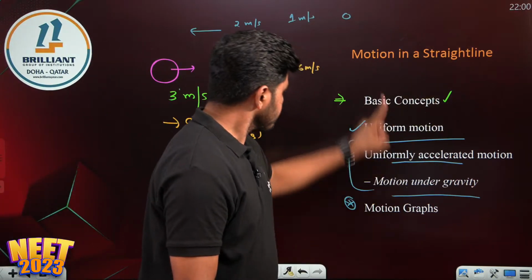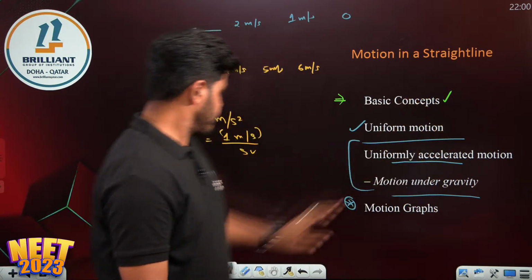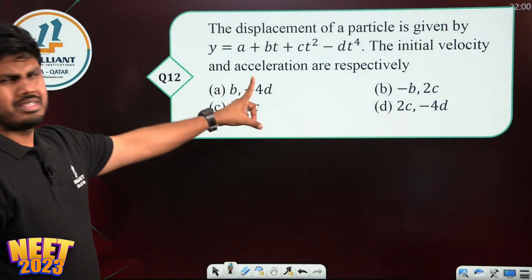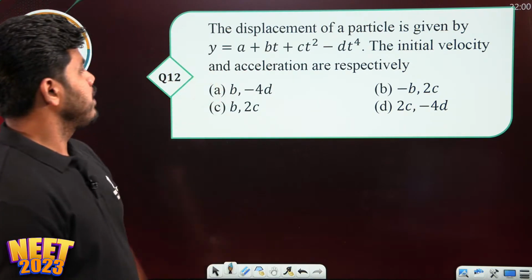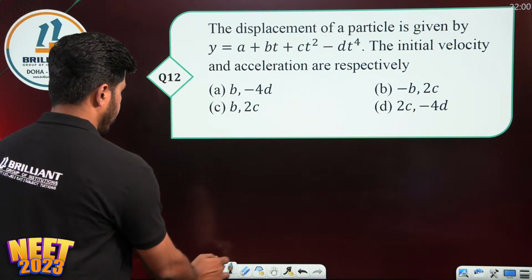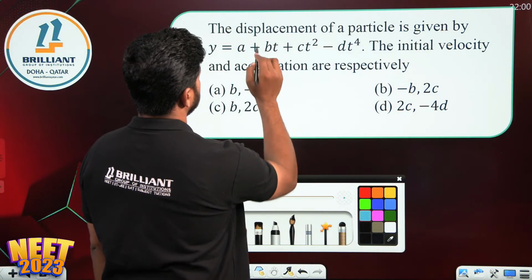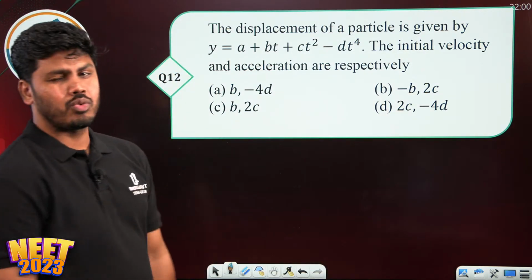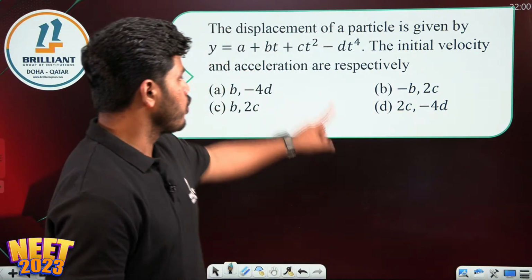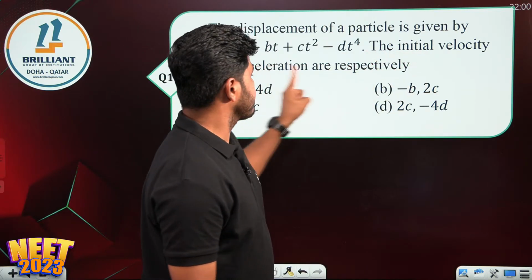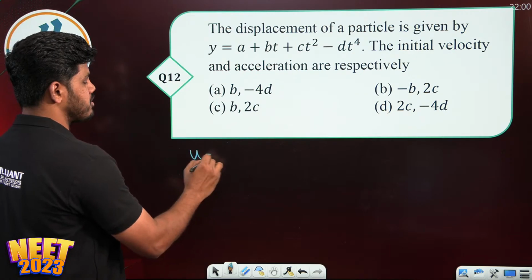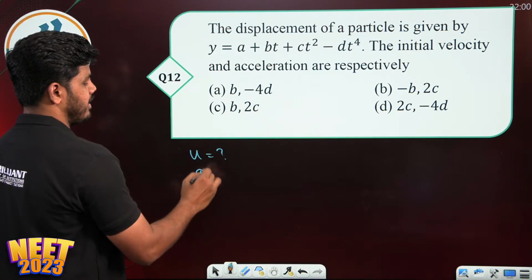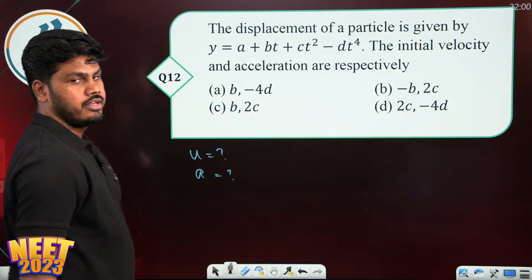Right, so from this part we'll start the questions. I hope I can go straight to the questions from the basics at least. We have displacement of a particle given by y = a + bt + ct^2 - dt^4. The initial velocity and acceleration are, respectively. You are asked to find the initial velocity and the initial acceleration.